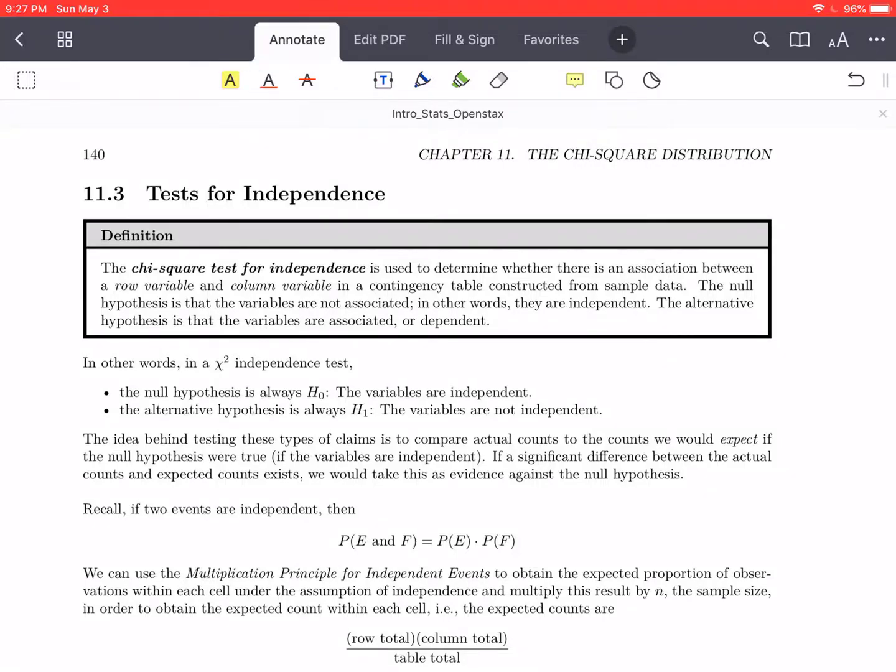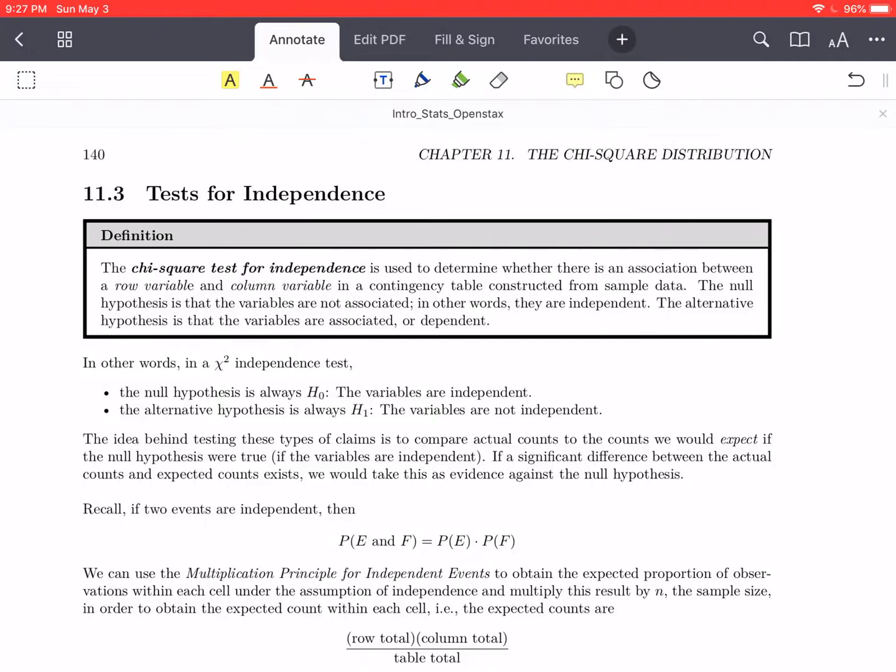So we're looking at the chi-square distribution. We looked in the previous sections at what a chi-square distribution is, what it looks like, and some properties of it. Then in the last section we looked at how to use it to compute a goodness of fit test, comparing how distributions look against each other. In this section we're going to look at tests for independence.